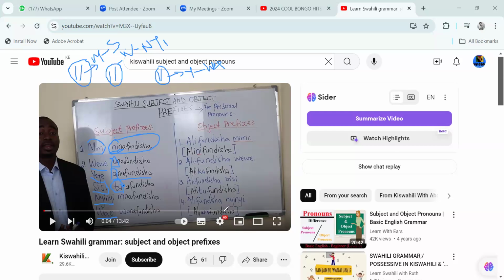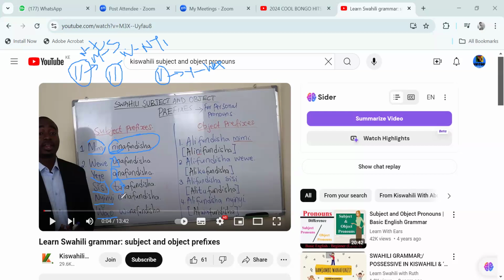So that takes you back to the plurality. Let me go back to this illustration. In the singular aspect, it will be ni. In the plural aspect, it will be tu. So mimi is ninafundisha. Sisi is tunafundisha. That's the prefix.